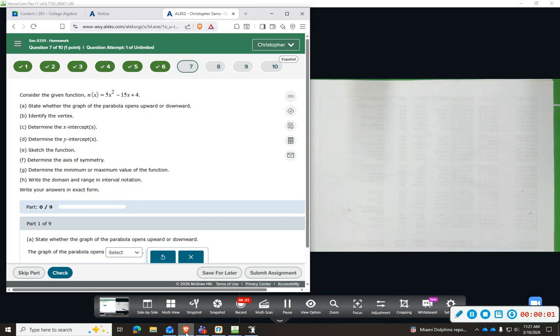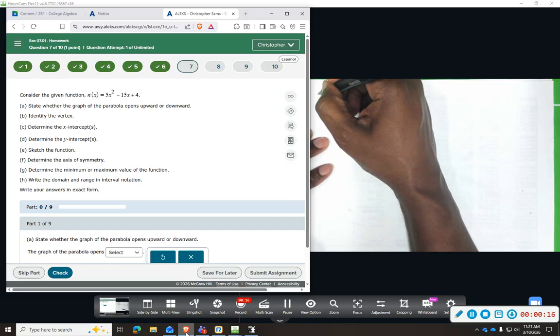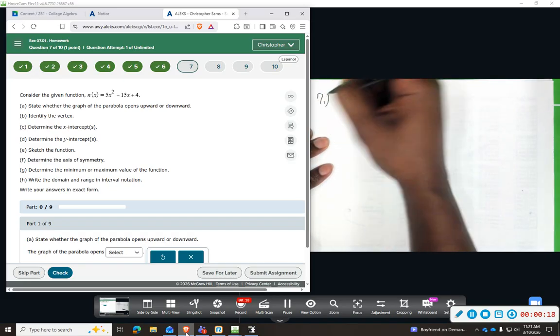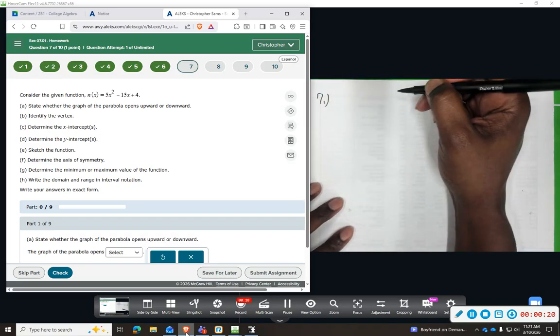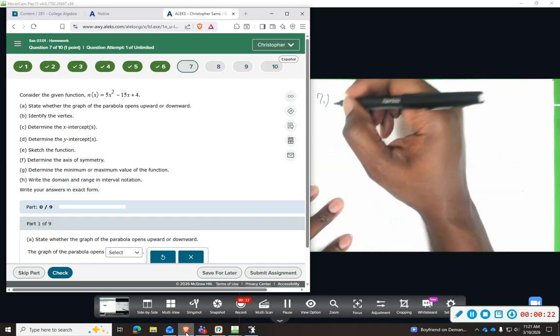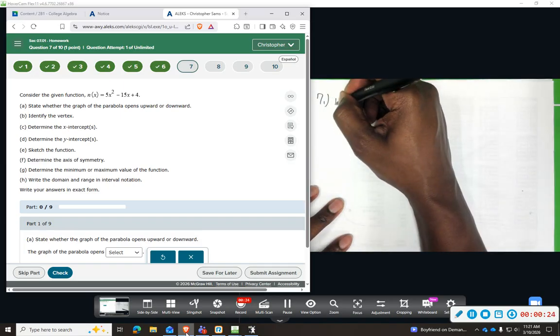All right, number 7. This time we're going to use the standard form of the equation. We're going to find the vertex, the intercepts, sketch it, find the axis of symmetry, minimum, maximum value, domain, and range. Okay, so a lot of this stuff we can do with not much difficulty. We're not going to change it to vertex form.